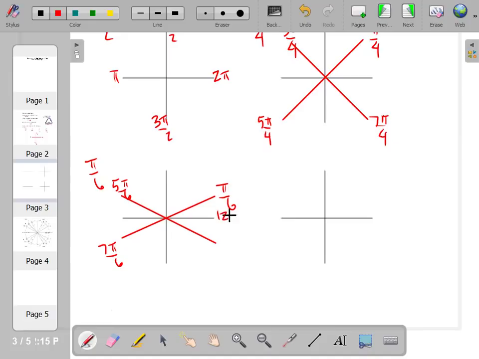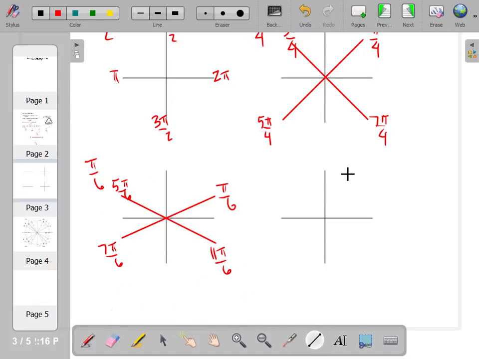Well, this is also 12 pi over 6. If you go one less than that, it's 11 pi over 6, because 12 over 6 is 2 whole, that's 11 pi over 6. So we're dealing with fractions here in terms of pi, but you can kind of organize your thoughts this way.